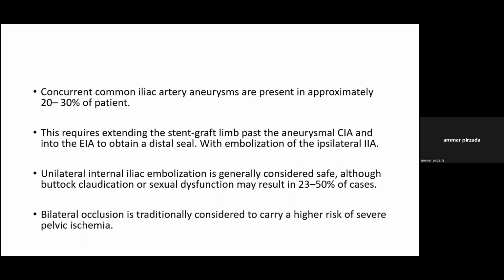There can be problems with internal iliac embolization. Unilateral embolization is generally considered safe, but patients can have sexual dysfunction or buttock claudication in about 20 to 50% of the cases. There are different rates that have been reported in literature. Bilateral occlusion is traditionally considered to carry a higher risk of severe pelvic ischemia. Interestingly, the literature that we have available does not suggest a statistically significant difference between unilateral versus bilateral embolization in terms of symptomatology.